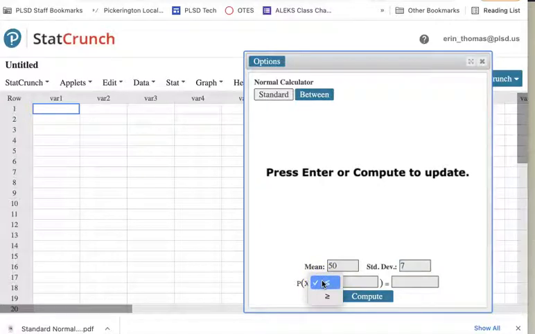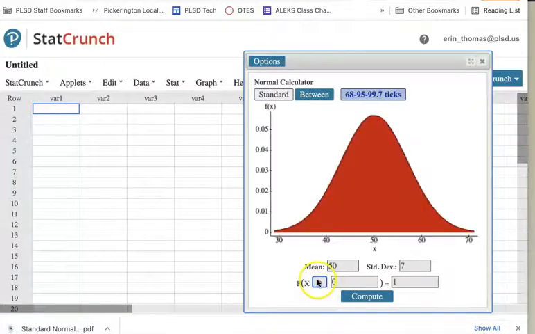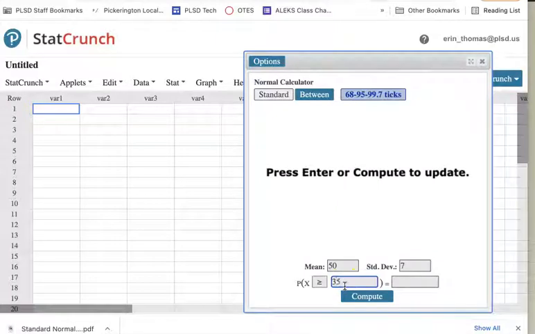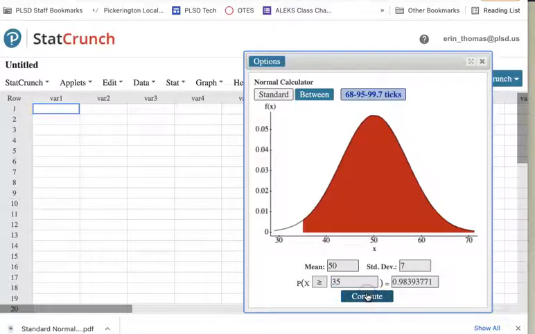Now notice, greater than isn't a choice. But remember what we said about the equals and how they don't matter right above the StatCrunch directions? So this is the same. Greater than 35 is the same as greater than or equal to 35. So I type that in, I click compute, and then I have my answer.